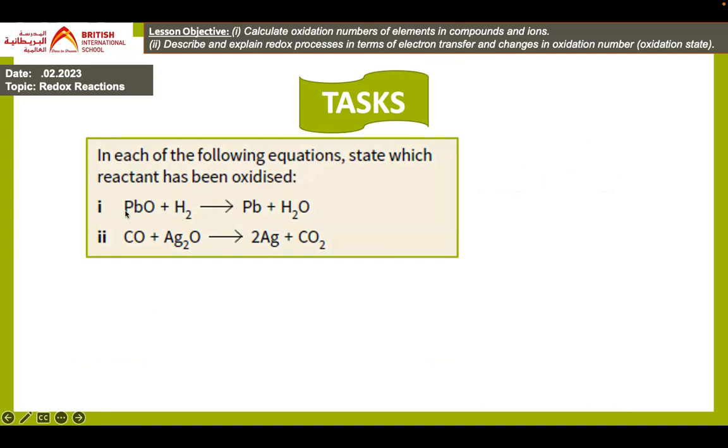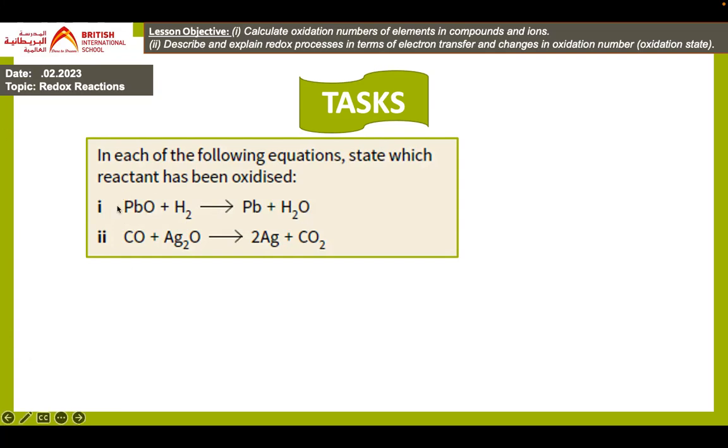See, lead oxide, PbO. Lead oxide is reacting with hydrogen gas. How am I supposed to know what PbO means? You have to practice for that. You have to check the periodic table. But there is one issue with the periodic table: they will not give you names. You have to learn the names.